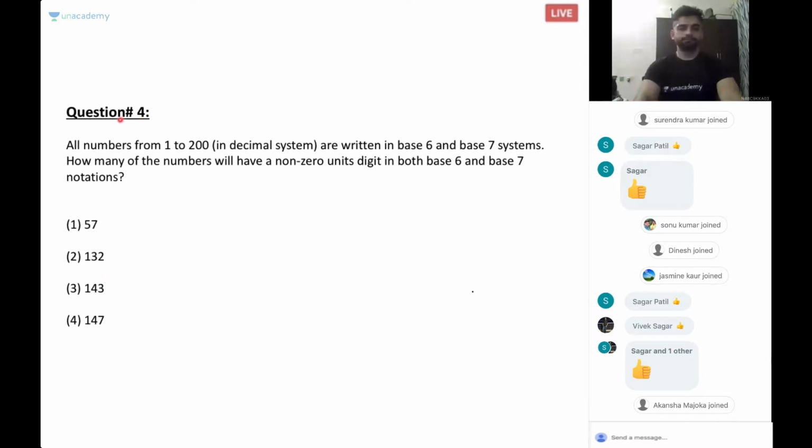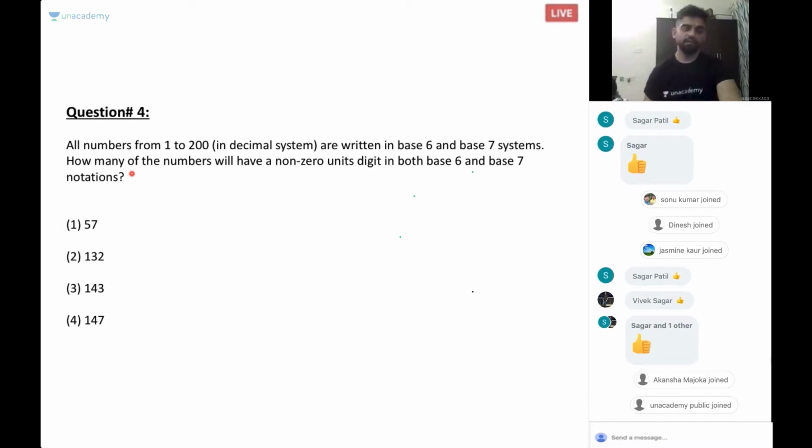Question number 4. All numbers from 1 to 200 in decimal system are written in base 6 and base 7 systems. How many of the numbers will have a non-zero units digit in both base 6 and 7 notations? Okay, so read the question, absorb the information, understand what is happening. Let me know if you have any doubts in the question. Otherwise, we can begin with the solution. Okay, so take some time, go back. Let's connect again to discuss the solution.